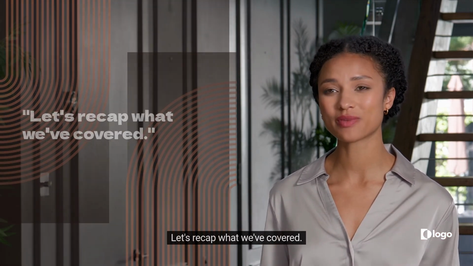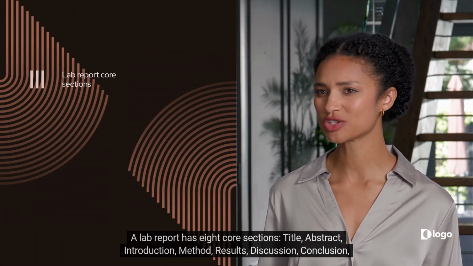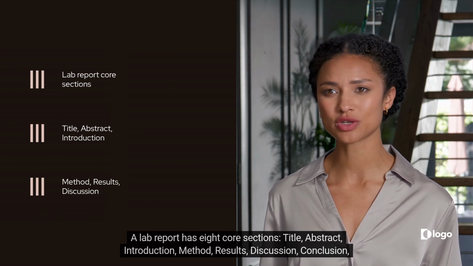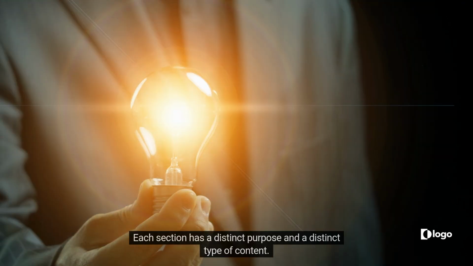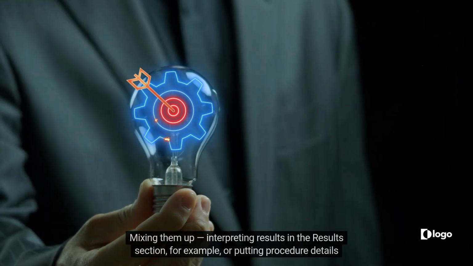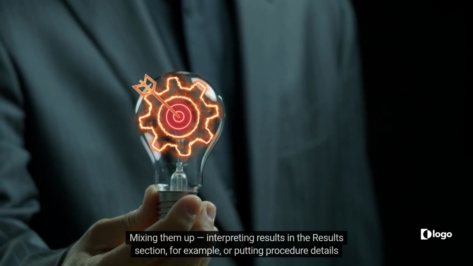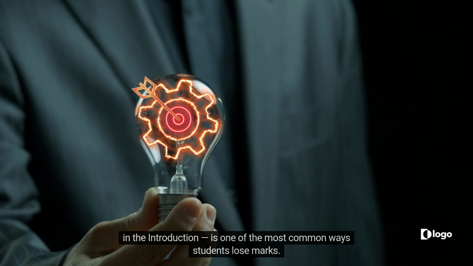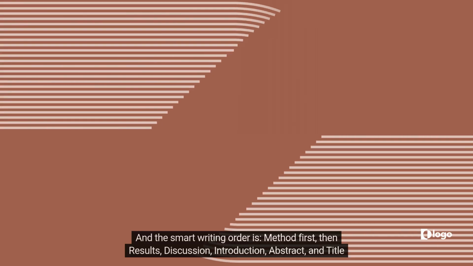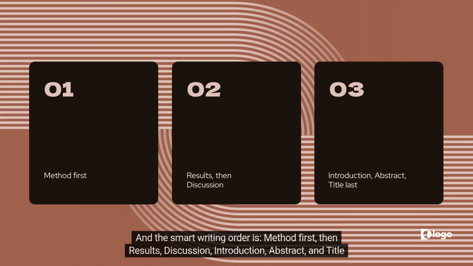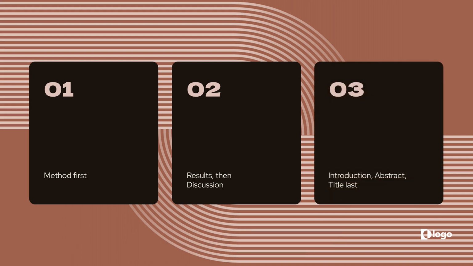Let's recap what we've covered. A lab report has 8 core sections: title, abstract, introduction, method, results, discussion, conclusion, and references. Each section has a distinct purpose and a distinct type of content. Mixing them up, interpreting results in the results section, for example, or putting procedure details in the introduction, is one of the most common ways students lose marks. And the smart writing order is method first, then results, discussion, introduction, abstract, and title last.